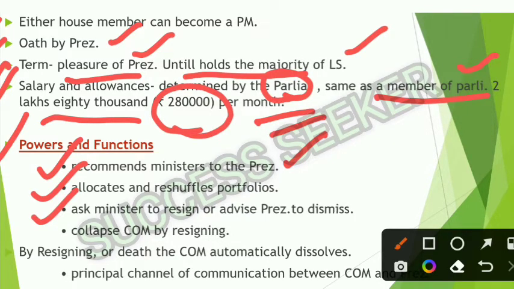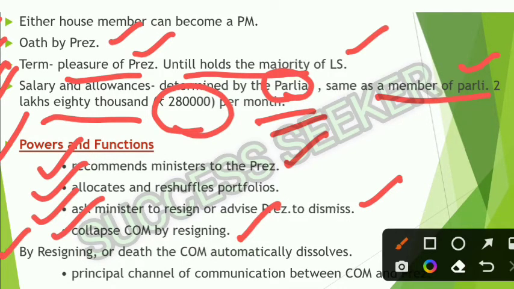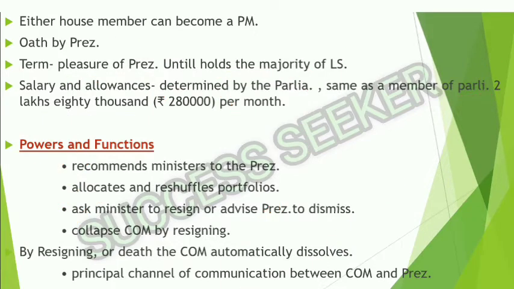The Prime Minister asks a minister to resign or advises the President to dismiss him. So he has the most power, maximum power, in our Indian Constitution. The Prime Minister collapses the council of ministers by resigning. If he resigns or dies, the council of ministers automatically dissolves. He is the principal channel of communication between the council of ministers and the President. He acts as a link between these two.